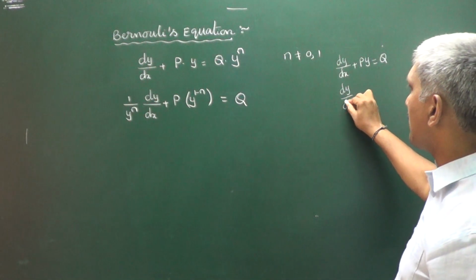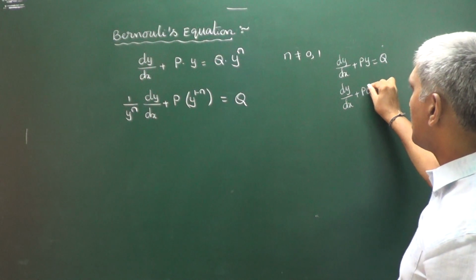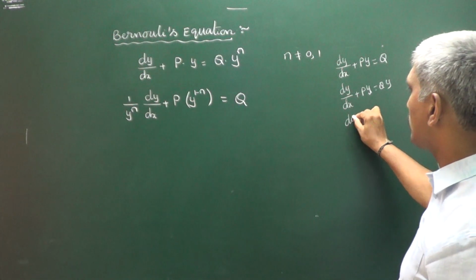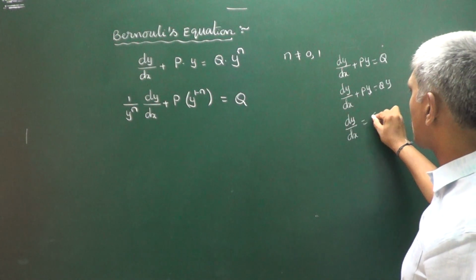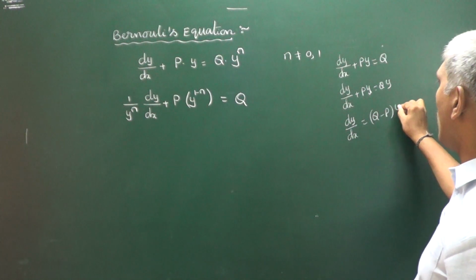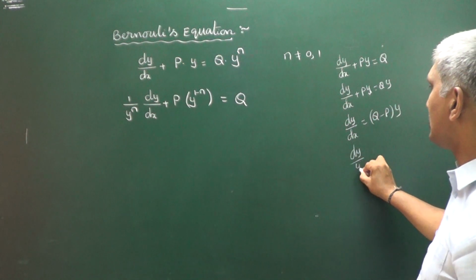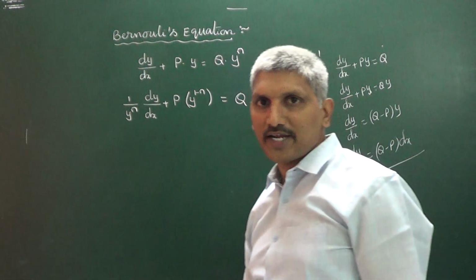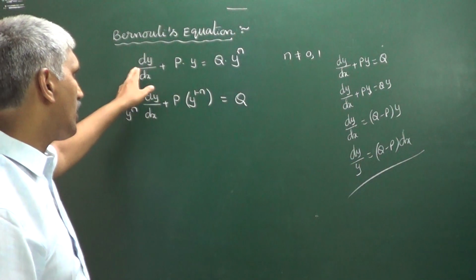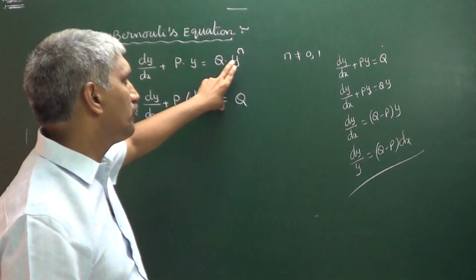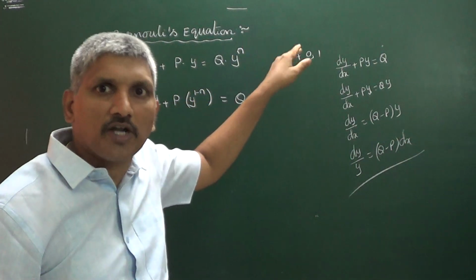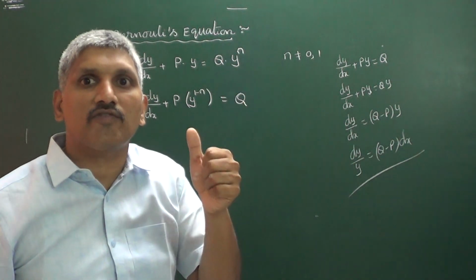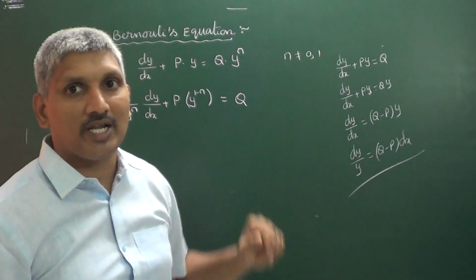Observe here. dy by dx plus p y is equal to q y. Now I can write this as dy by dx is equal to q minus p into y, which we can solve by the variable separable method, q minus p into dx. So an equation of the form dy by dx plus p into y is equal to q into y to the power of n, where n is not equal to 0 and not equal to 1, and p, q are constants or functions in x alone, is called Bernoulli's equation.